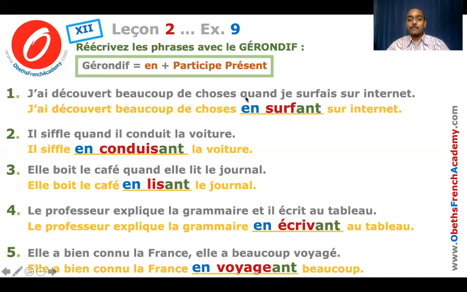Please remember, my friends, while putting the second verb in the gérondel, quand and je will be removed. You will not repeat quand and je and surfer. Instead of these three words, you'll just put the verb surfer in the gérondel. Same way, instead of quand il conduit, you put en conduisant. Instead of quand elle lit, you put en lisant. Instead of et il écrit, you put the verb écrire in the gérondel. Instead of elle a voyagé, you just put the verb voyager in the gérondel.